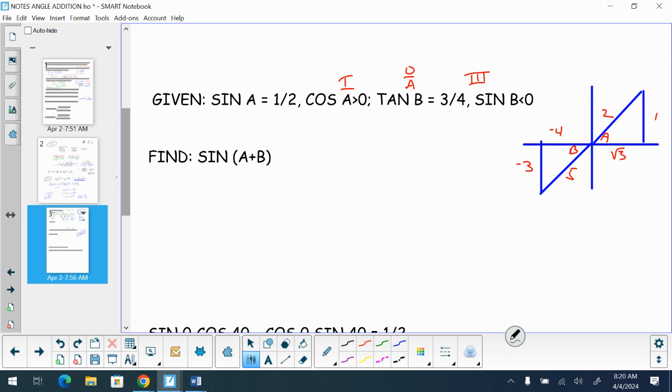Now, expanding our formula, we have sine A times the cosine of B plus the cosine of A times the sine of B. Expanding our angle addition formulas out. So from our triangles, what is the sine of A? 1 over 2. What is the cosine of B? Negative 4 over 5. What is the cosine of A? Square root of 3 over 2. What is the sine of B? Negative 3 over 5.